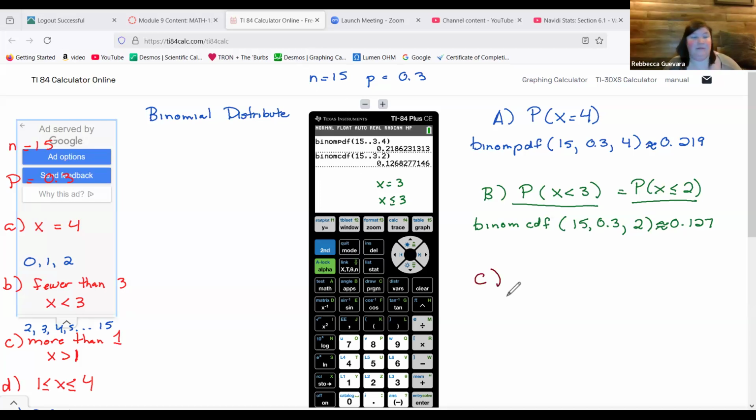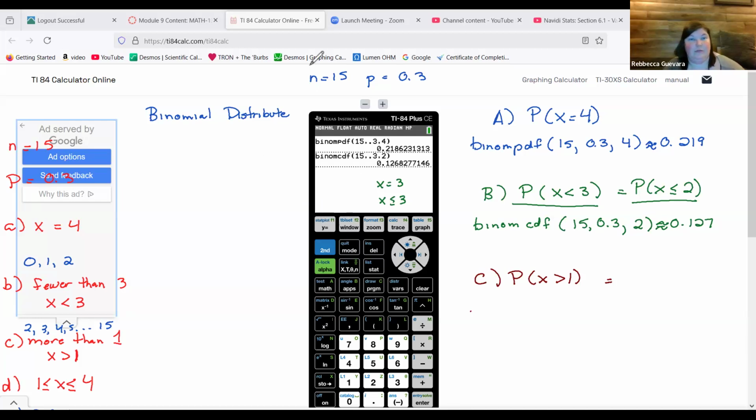Now, if we look at C, C is more than 1. So once again, we've got to think about what this really means. If I'm doing more than 1, what we're looking at is numbers 2 or greater. But remember that what this is going to figure out for me is numbers that are less than.